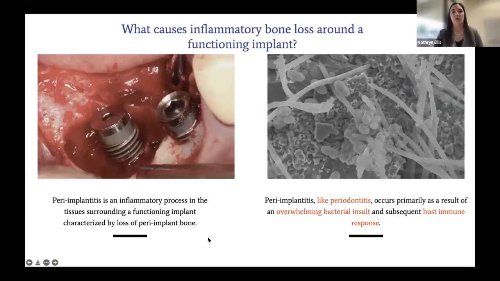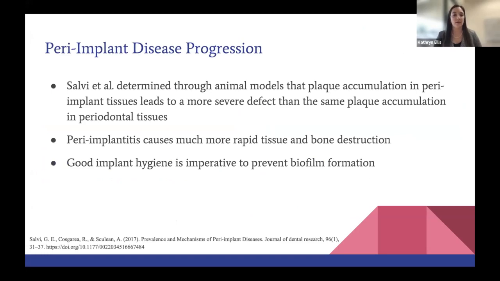So what causes this bone loss? Like we've already talked about, similar to periodontitis, this occurs primarily as a result of an overwhelming bacterial insult and the subsequent host immune response. Years ago, Salvi and some of his colleagues determined through animal models that plaque accumulation in peri-implant tissues leads to a more severe defect than the same plaque accumulation does in periodontal tissues. This is important because peri-implantitis also causes much more rapid tissue and bone destruction. So good implant hygiene is imperative in our patients to prevent any kind of biofilm formation.